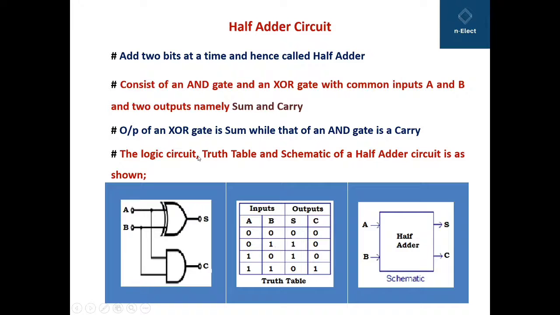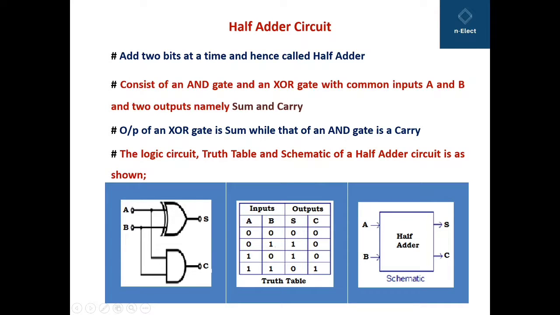The logic circuit is like this. For the truth table, since it has 2 inputs, the 2 bits which we are going to add will be either 0 plus 0, or 0 plus 1, or 1 plus 0, or 1 plus 1. When we add these 2 bits, we get sum equals 0, carry equals 0. In both these cases, only a single bit is high, the second bit is 0, therefore the sum will be 1 and the carry will be 0, while in the last case the sum will be 0 and carry will be 1. And this is the schematic of the half adder, or the half adder is symbolically shown like this.